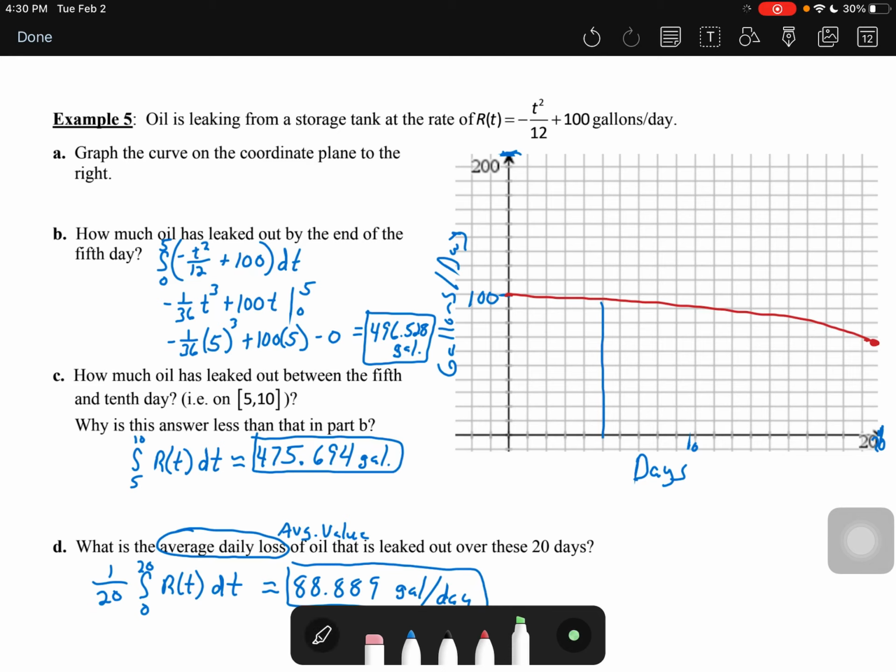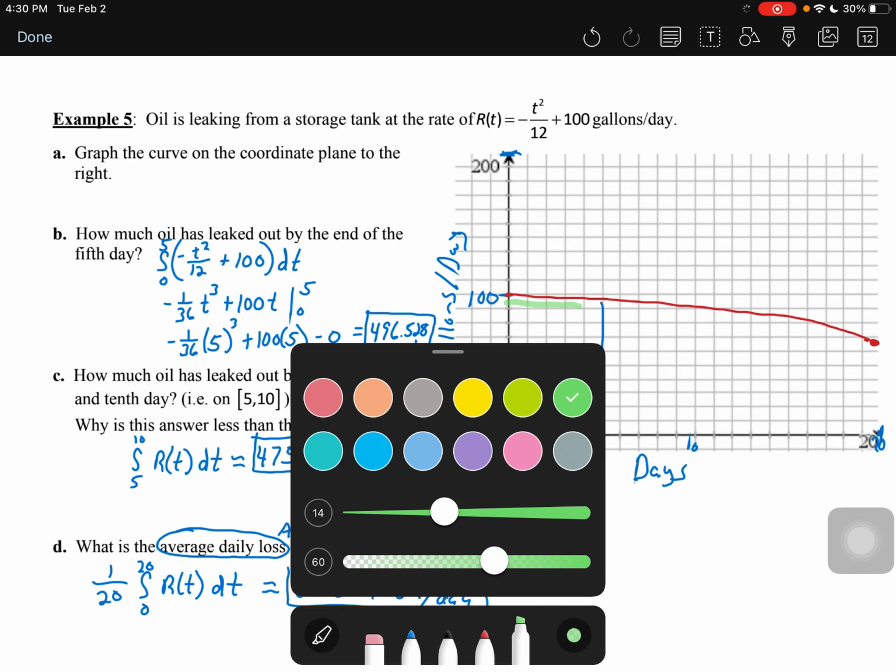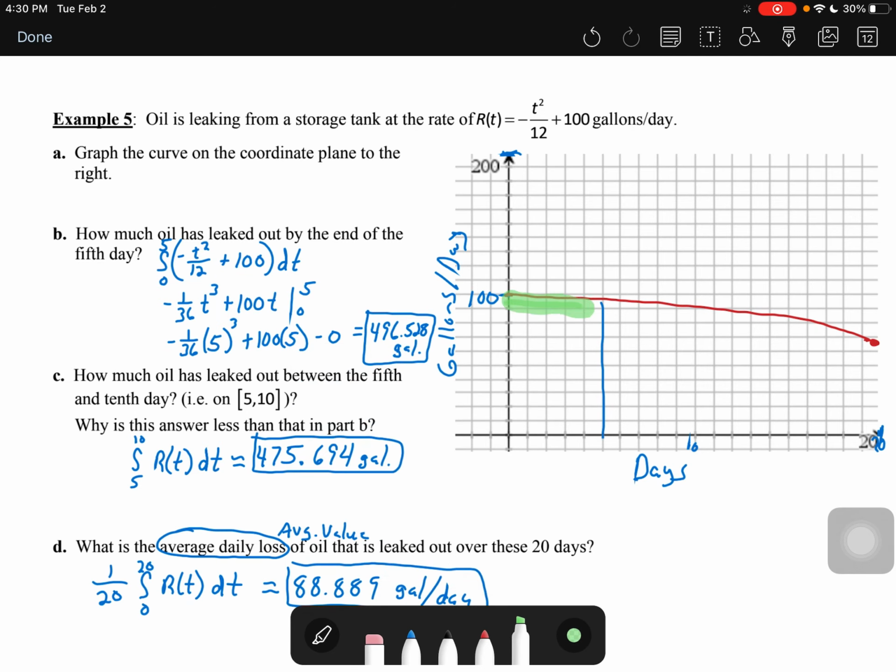What they give us is a rate, and the time on our x-axis is days. So it's gallons per day. If I'm going to find this area, really what I'm multiplying is gallons per day times days, which is going to leave me with just gallons. The area underneath here represents the total amount of gallons that have leaked out, from day 0 to day 5. So this area that I've shaded, when I integrate this function, that's really what I'm finding. It's gallons per day times days, leaving me with total gallons.